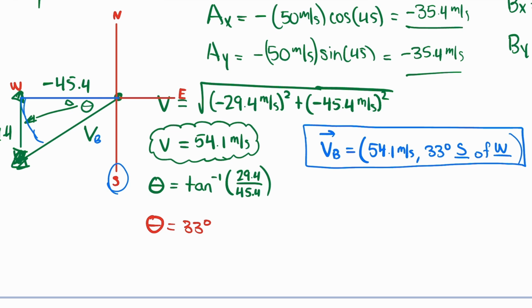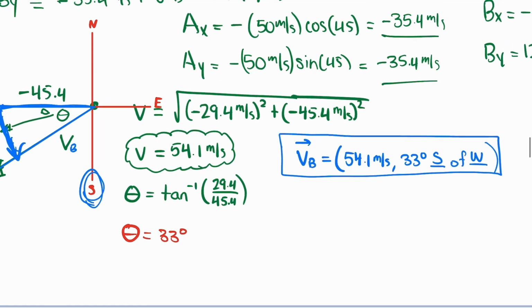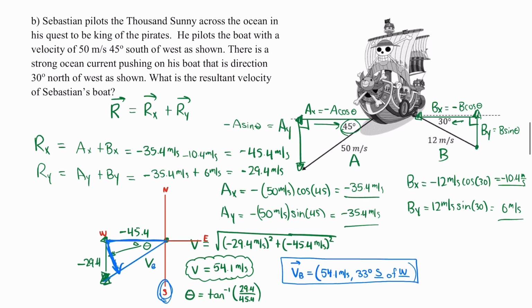Because from west, my initial part here, I had this amount of degrees to get this resultant vector, but it is in the direction of the south direction. So 33 degrees south of west. And that completes part B.